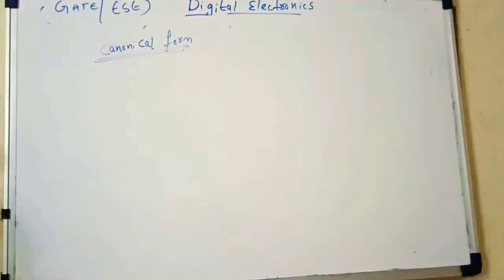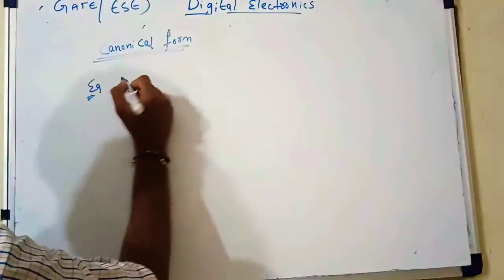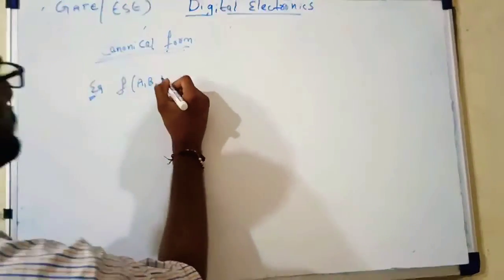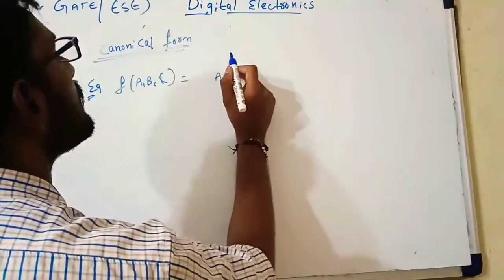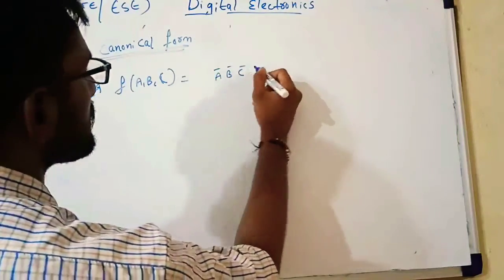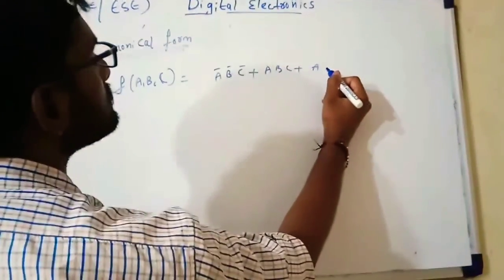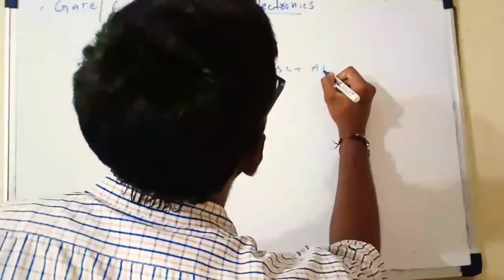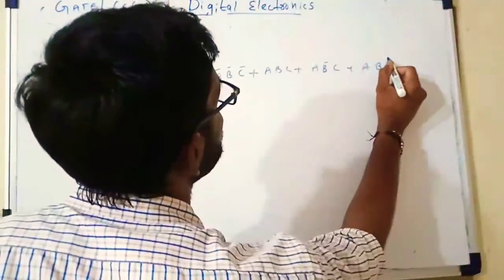Here, canonical form means that all the product terms are min terms, or all the sum terms are max terms, in either SOP or POS. Let us take an example. F of A, B, C equals A bar B bar C bar plus A B C plus A B bar C plus A B C bar.